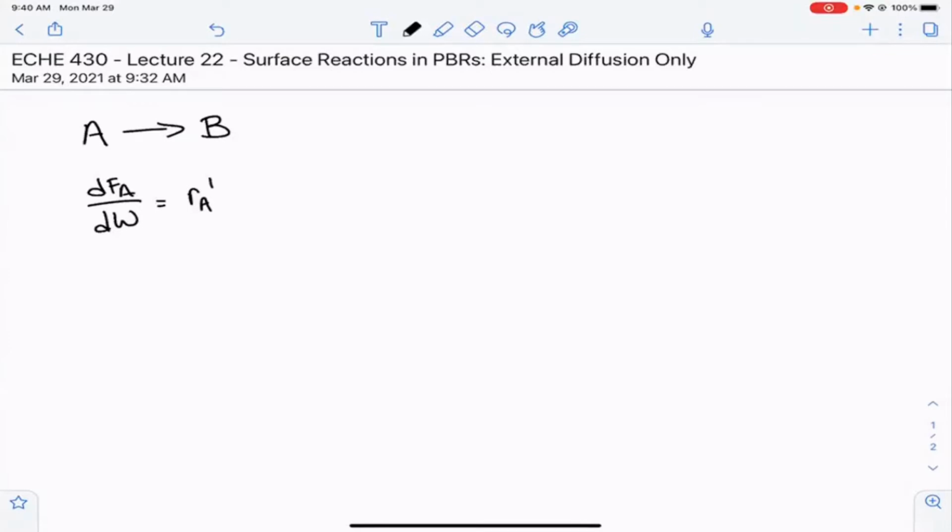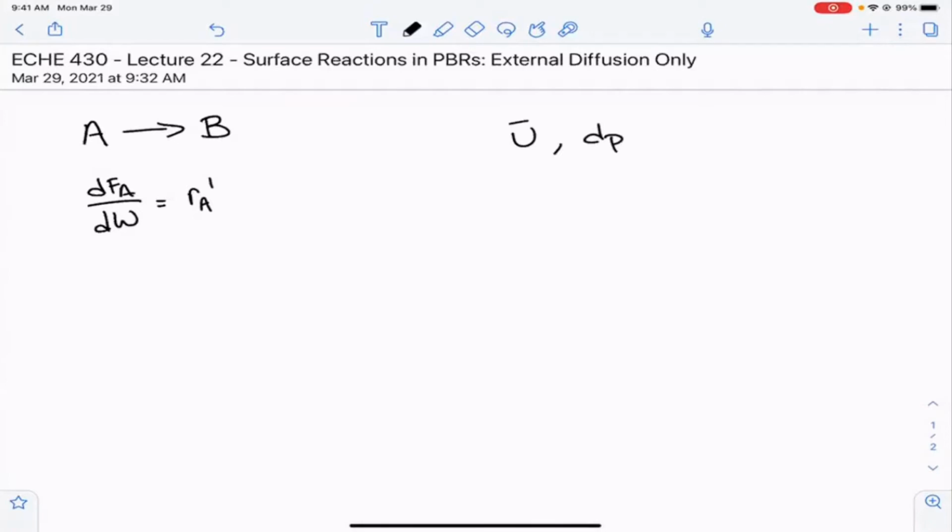So let's do two things here. The first thing is let's learn how to express r_A in terms of the catalyst surface area, because remember, that's where the reaction is actually happening, at least in this example, on the exterior of these dense particles. And then second, let's get things in terms of the tunable parameters from the last lecture. Remember, we had velocity and the diameter of the particle.